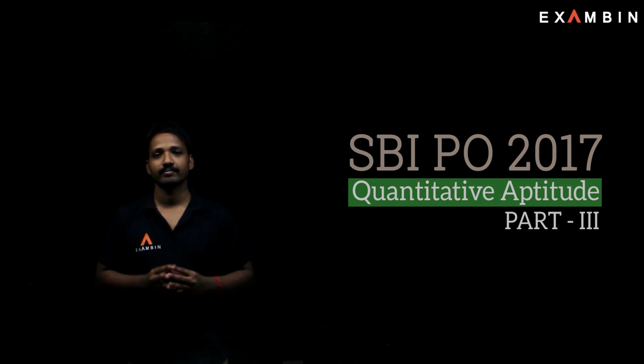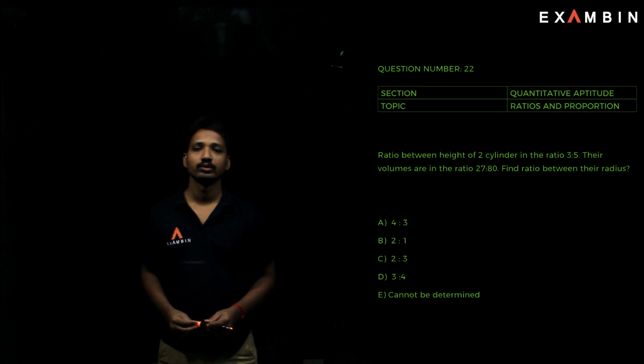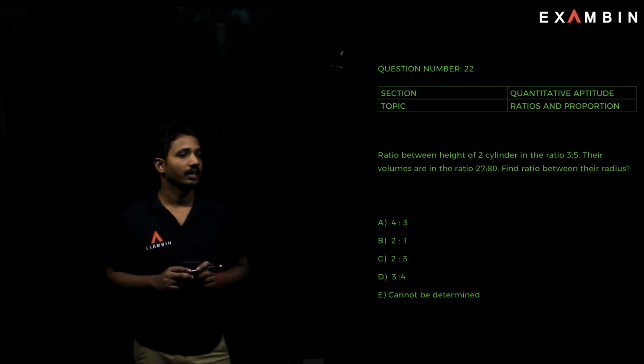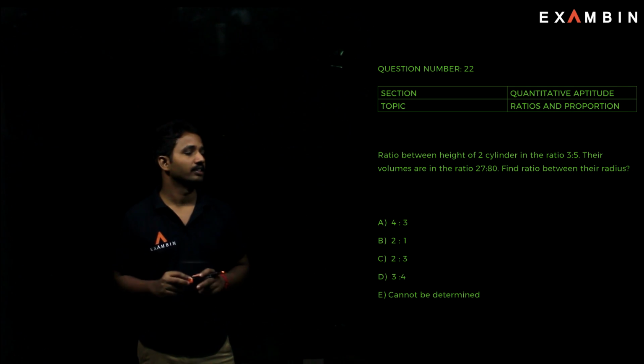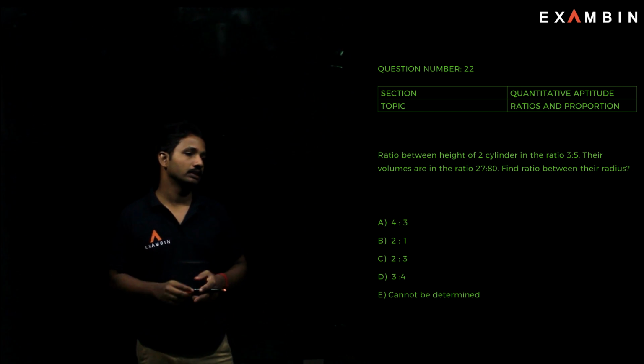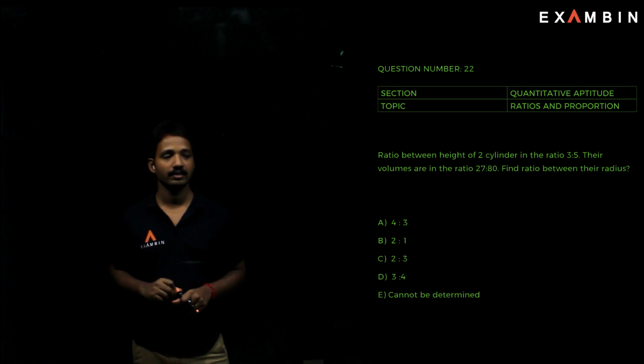Let's move on to the questions. Now we will see a question based on ratios and proportion. The ratio between the heights of two cylinders is 3:5. Their volumes are in the ratio of 27:80. Find the ratio between their radii.